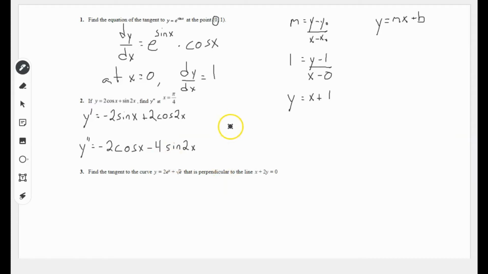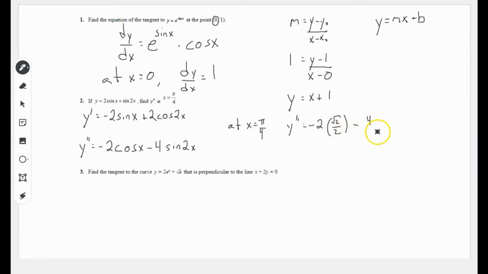Then it says to solve for the second derivative at x equals pi over 4. So at x equals pi over 4, our second derivative is minus 2, and you can plug it on your calculator if you want, just remember that your calculator needs to be in radians, not degrees. Or if you remember your special angles, the cos of pi over 4 is just root 2 over 2.